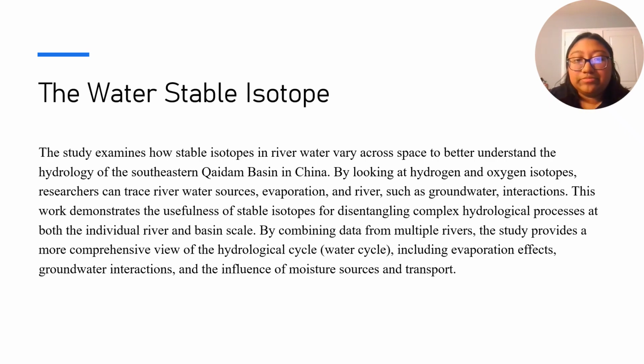This work demonstrates the usefulness of stable isotopes for disentangling complex hydrological processes at both the individual river and basin scale. By combining data from multiple rivers, the study provides a more comprehensive view of the hydrological cycle, also known as the water cycle, including evaporation effects, groundwater interaction, and the influence of moisture sources and transport.